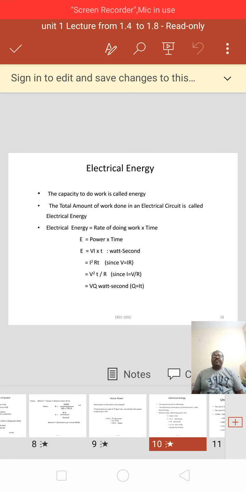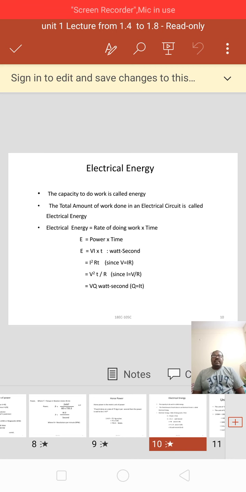We can generate different forms of formula for electric energy with the help of Ohm's law and electric power. That is E equals I squared R T, since V equals IR. Next, E equals V squared T by R, since I equals V by R. Another formula is E equals VQ watt second, since Q equals I into T. These are the three formulas corresponding to electrical energy.